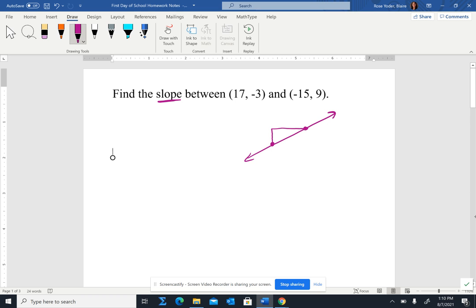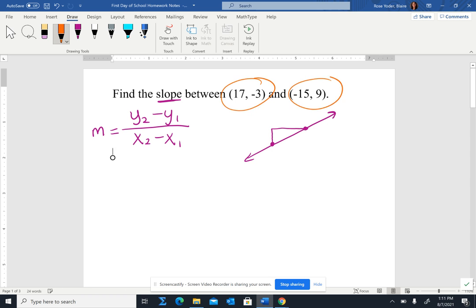This should look familiar. Usually the letter m is used for slope, like a mountain slope. You probably learned y2 minus y1 over x2 minus x1. You might be asking yourself, what was y2 and what was y1 again? So you have 2 points. You have the first point and the second point.